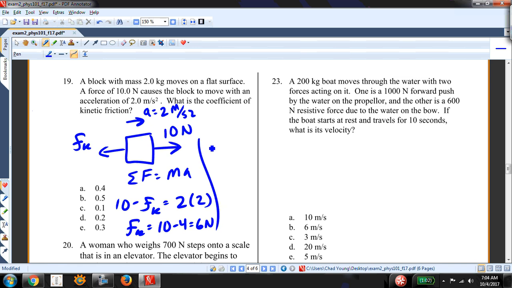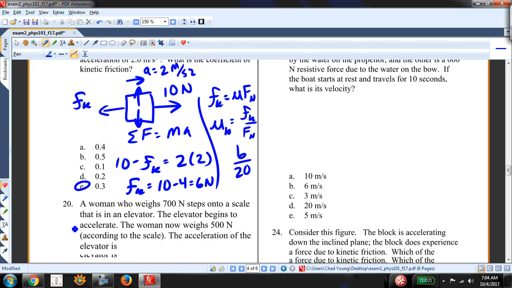Then I say, well, Fk is equal to mu times the normal force. So mu is Fk over Fn, which is 6 divided by the normal force, which is going to be equal to the weight. I have the weight and then I have the normal force, so it's going to be 6 over 20. 6 divided by 20 is 0.3, so E is 19.